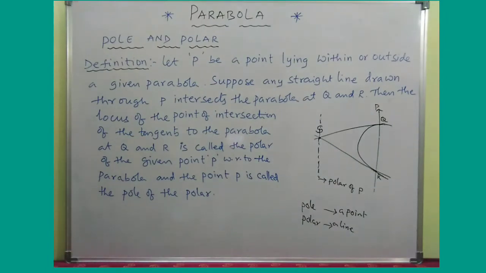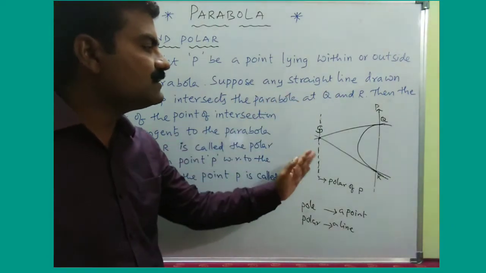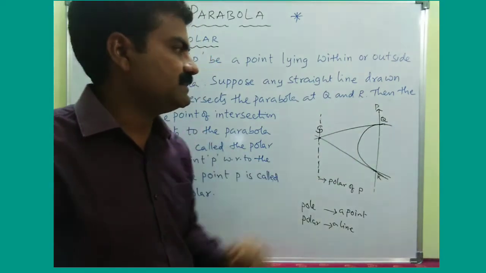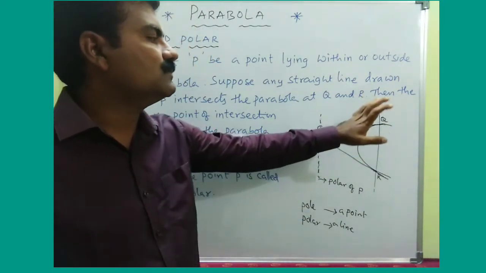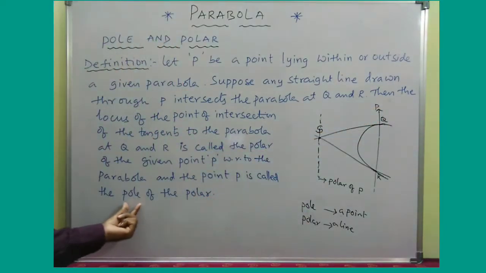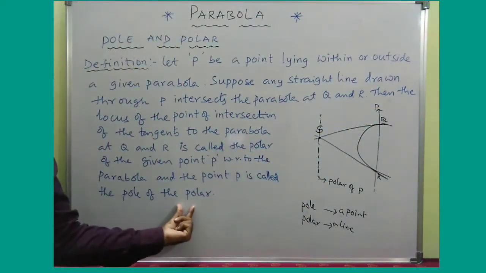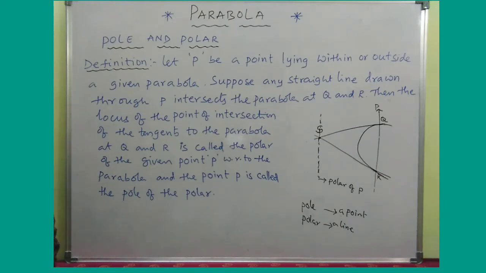So when a polar exists, no doubt the pole also exists. That's why we won't simply say that it has a polar. We will say the polar of a particular point. Similarly, we won't consider that P simply as a pole. We say it as the pole of the polar. So that's why pole and polar are related to each other.